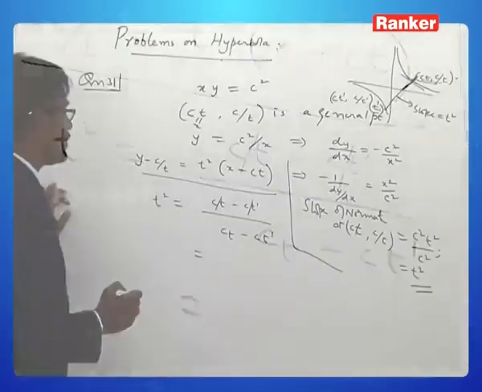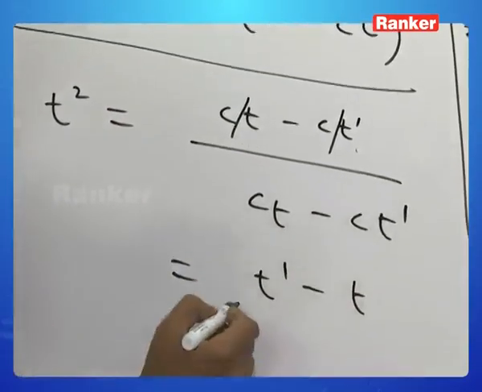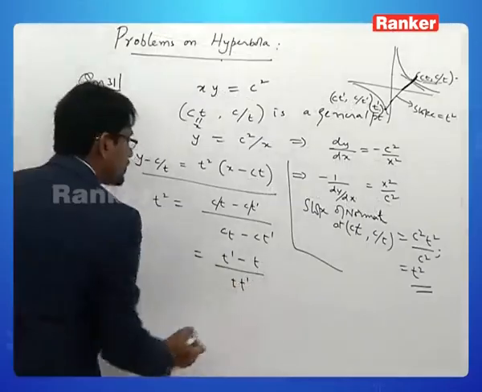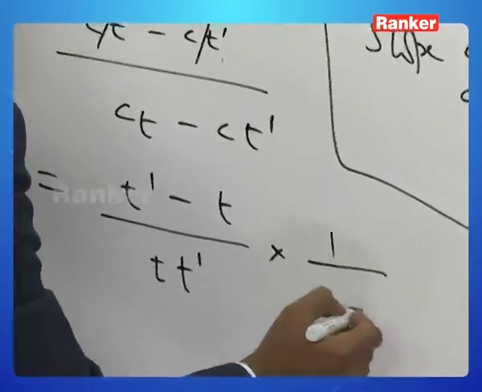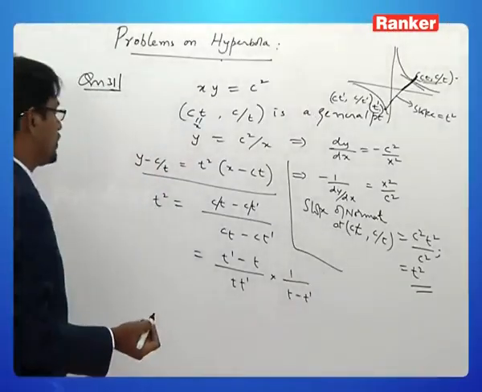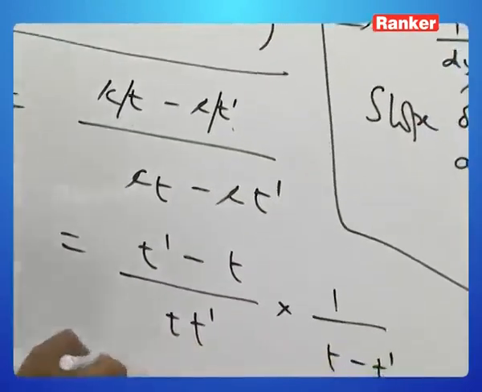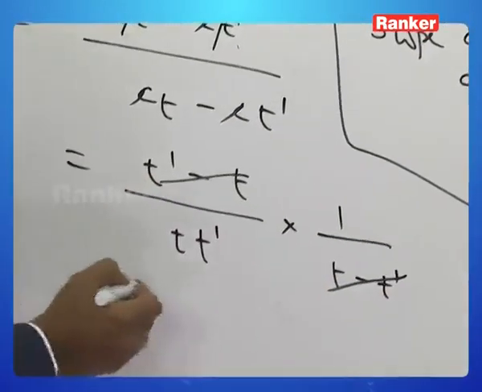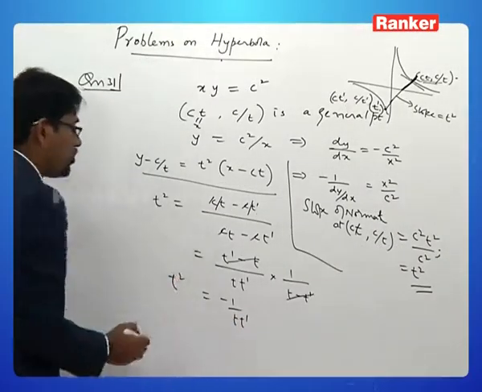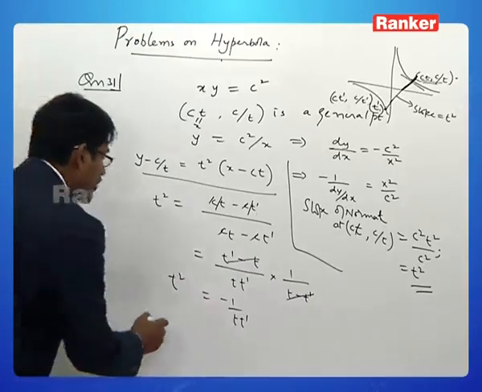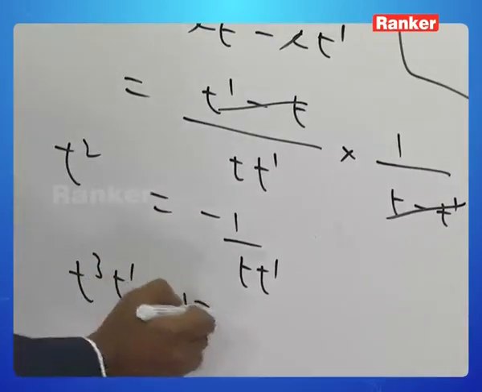So that makes it, c is cancelled and we have t dash minus t by tt dash divided by 1 by t minus t dash. C is cancelled there. So what do we have? This again cancels and we have minus 1 by tt dash. That is t square is equal to minus 1 by tt dash. Therefore, we observe that t cube t dash plus 1 is equal to 0.